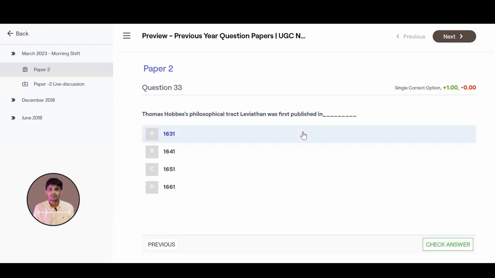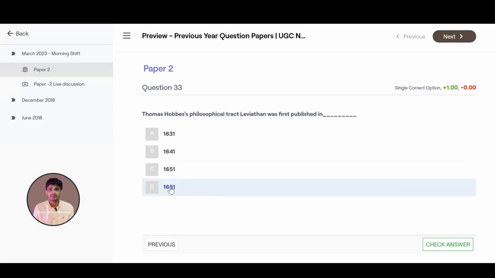33rd question. Thomas Hobbes' philosophical tract, Leviathan, was published in dash. You have to give me the year of publication. All of you are answering A continuously. I have a friend who once told me, you have 100 questions. If you hit A for all the 100 questions, would you stand a chance of getting 25% marks? I don't know how far that is logical, but I find that illogical. I hope you understood the joke.